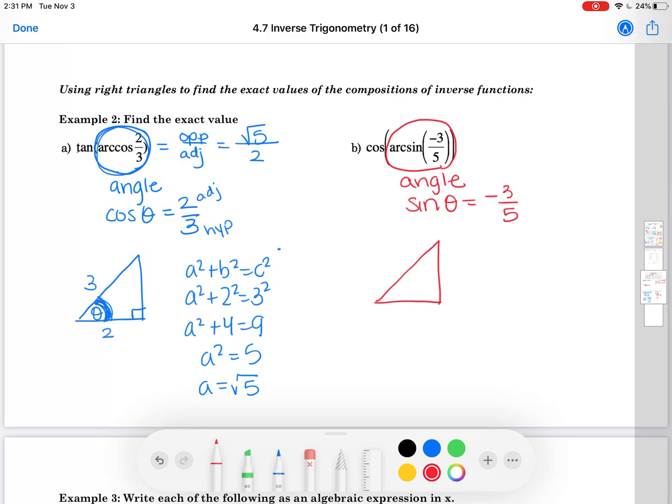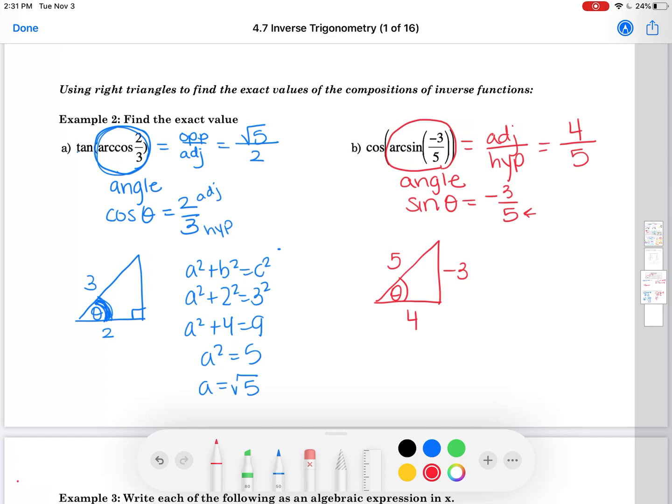Remember, my hypotenuse is never going to be the negative here. So we've got 5, and if this is my angle, and then negative 3. All right, so we know this is a 3, 4, 5 triangle, so I can use that. Since I don't need the Pythagorean theorem, the next thing I want to think about is cosine is equal to what? Well, cosine is going to be adjacent over the hypotenuse. I know the hypotenuse was 5 from before. So my adjacent is going to be 4.